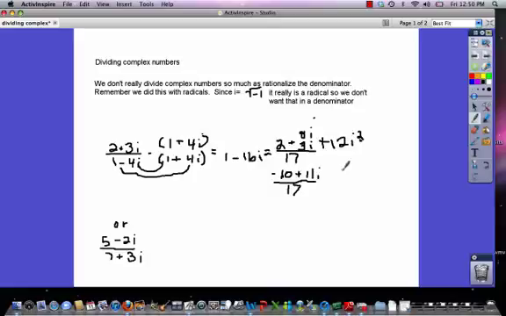Now, usually, I like to leave them like that, but a lot of times in a book, you'll see it, or if you're looking at a multiple choice on a standard test, they will separate these into 2 separate things. Okay? They'll have the real part like a fraction, and then they'll have the imaginary part like a fraction over here.